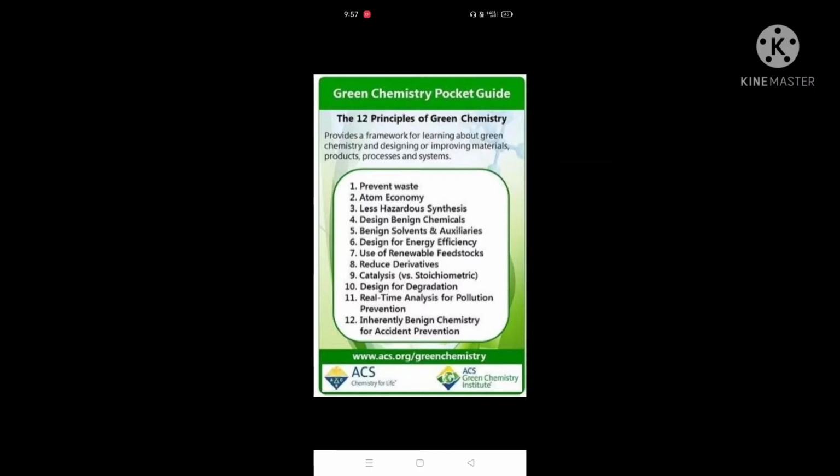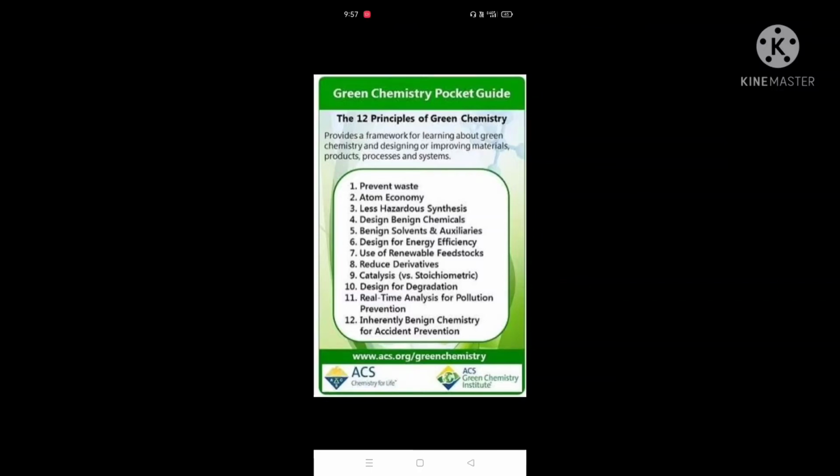Benign solvents and auxiliaries. We also use benign solvents. If you take a simple reaction of starch, what happens? Under hydrolysis, finally we get glucose. Here no harmful chemicals are used, because H2O is purely water. After the hydrolysis process, starch will give glucose. That is one example of this reaction.